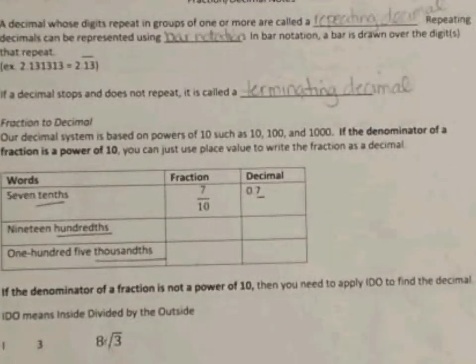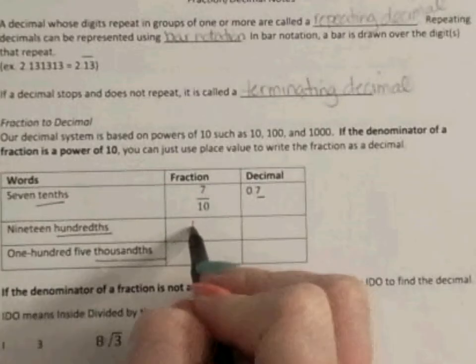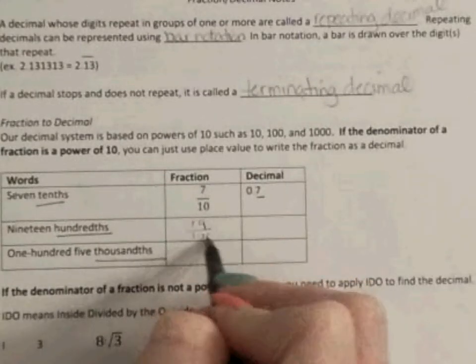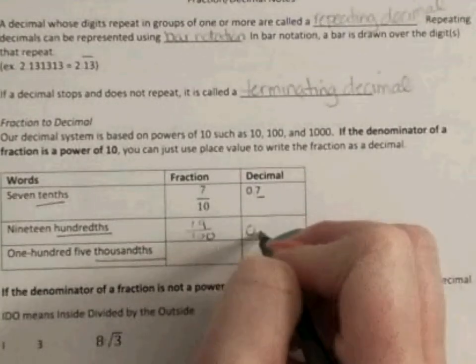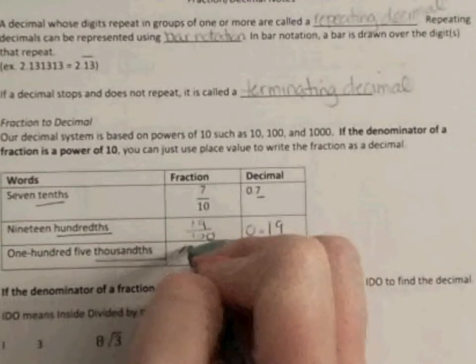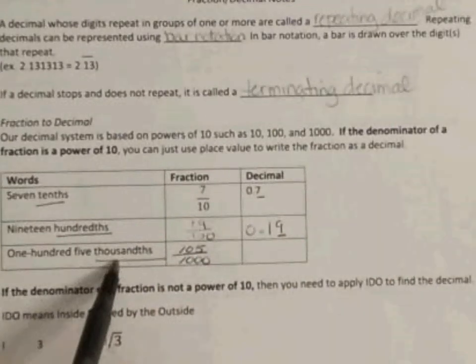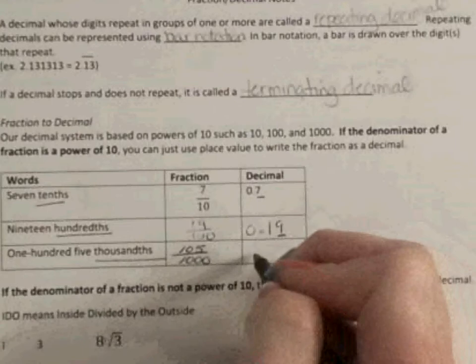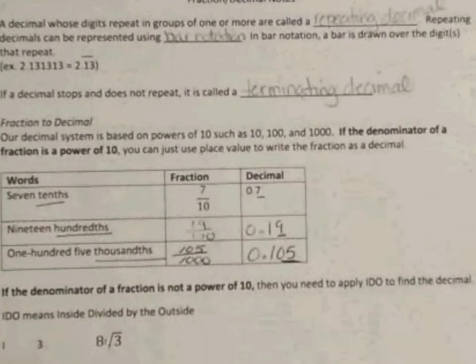So if we have 19 hundredths in a fraction, it would be 19 over 100, and all we would have to do is take our 19 and put 0.19 because that 9 is in the hundredths place. And lastly, 105 thousandths. So we put 105 on top over 1,000 because it says thousandths. And as your decimal, you're going to put 0.105. Again, your 5 is in your thousandths place.